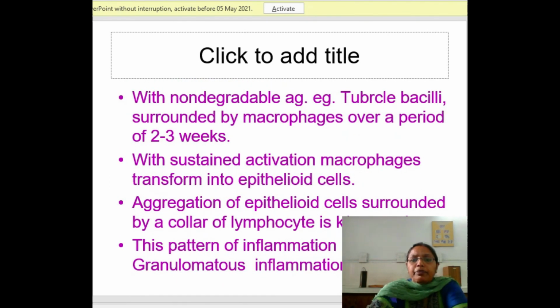With a non-detectable antigen like tubercular bacilli, the different types of cells try to limit these bacilli. So they are surrounded by macrophages over a period of 2 to 3 weeks, and with sustained activation, macrophages transform into epithelioid cells. There is aggregation of the epithelioid cells surrounded by a collar of lymphocytes. The whole of this structure is known as granuloma, and this pattern of inflammation is known as granulomatous inflammation.